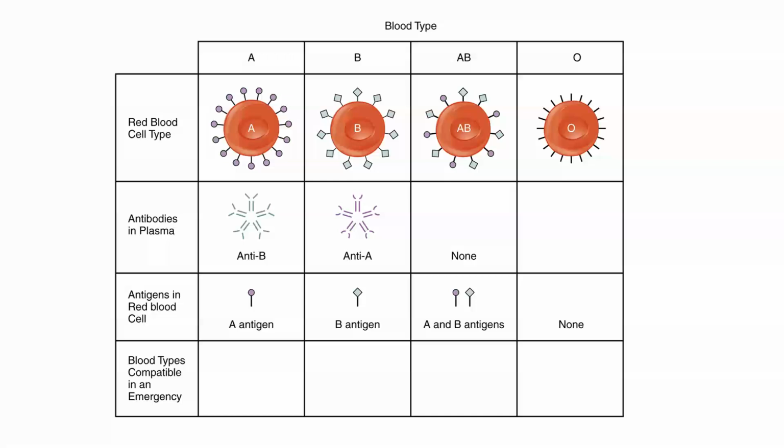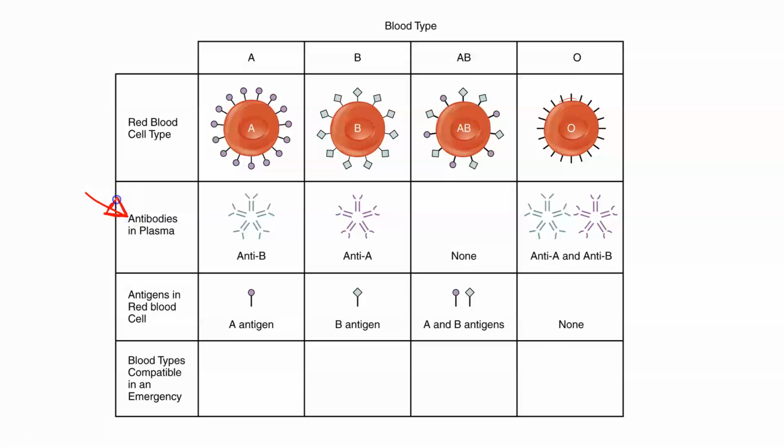in their plasma. And then lastly, type O blood, they have both anti-A and anti-B antibodies because they don't have any of those antigens on their red blood cell, so they have those antibodies in their plasma. Now, when you're considering the compatibility of blood transfusions, like who could receive blood from whom and to whom could you give blood, you have to keep in mind the antibodies that are in the plasma.